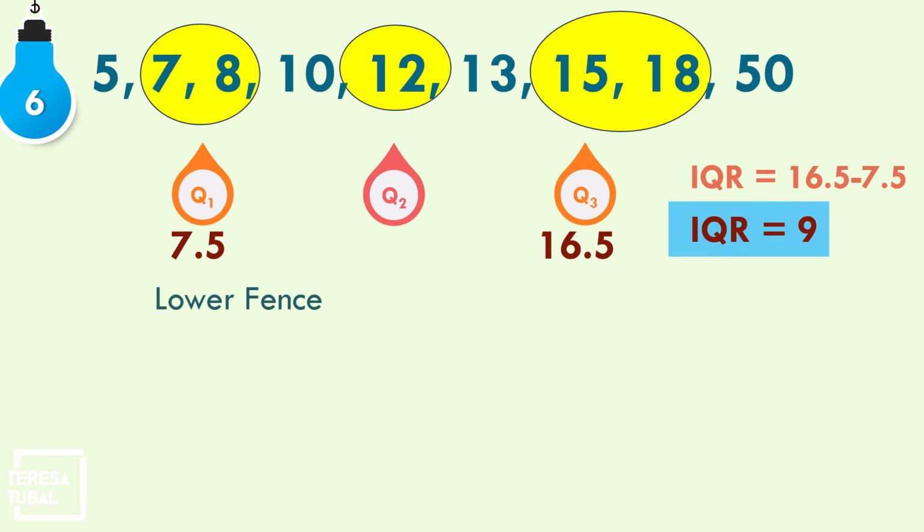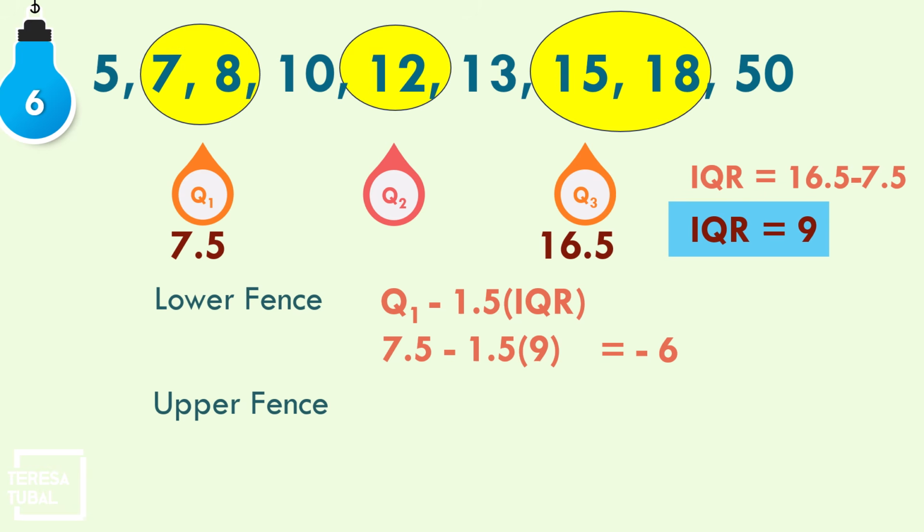Let us continue for the lower fence. So quartile 1 minus 1.5 times the interquartile range. Quartile 1, that is 7.5, minus 1.5 times 9. So 7.5 minus the value of 1.5 times 9, the answer is negative 6.